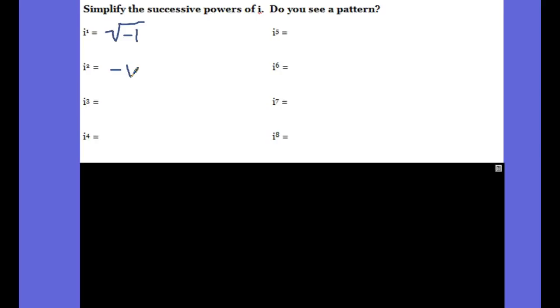i cubed would be like i times i squared, right? Because yesterday we said anything to an odd power is the even and then the 1. So i cubed would be like saying i squared times i. What is i squared? So i cubed is negative i. It would be like negative the square root of negative 1.